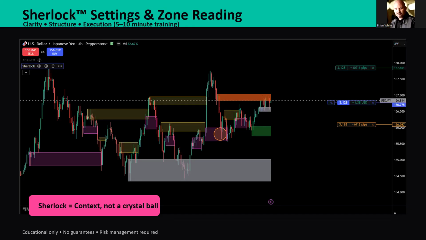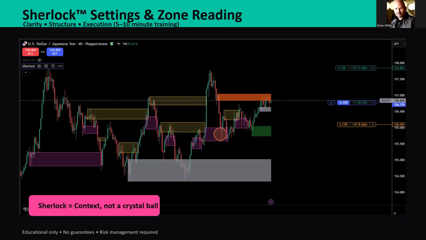Again, Sherlock is not a crystal ball. It's going to provide you with context. So my goal in this short time is that when you open Sherlock settings, you'll know what the key inputs do, and what to choose and why you choose those inputs. And remember, zones never guarantee a profit. Sherlock only helps us see potential footprints of institutional type movement. And then we can execute our plan with a little bit more disciplined approach.